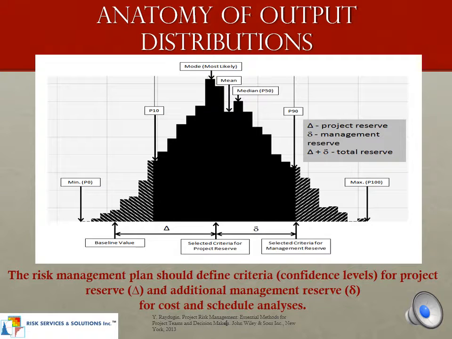This slide looks at the anatomy of output distribution. The risk management plan should define criteria, which is confidence levels, for project reserve and additional management reserve. This is for both cost and schedule analysis.